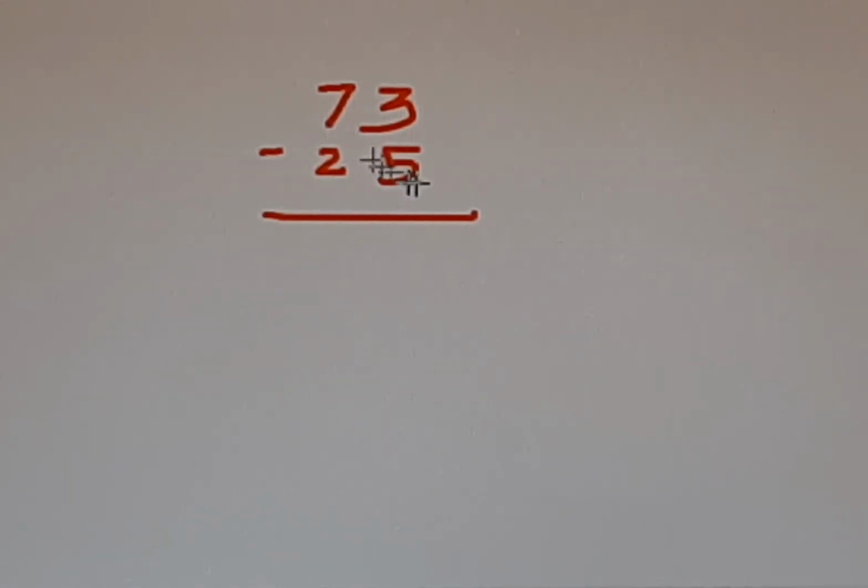See, 73 minus 25. The first step is you have to check which one is a higher number and which one is a lower number. So lower number is 25. Now check it. You can minus 2 from 7, yeah. You can minus 5 from 3, no. So what you will do, you will make a base figure. Nearest base figure is 30. So you have to add 5.